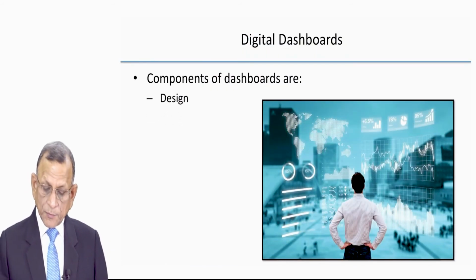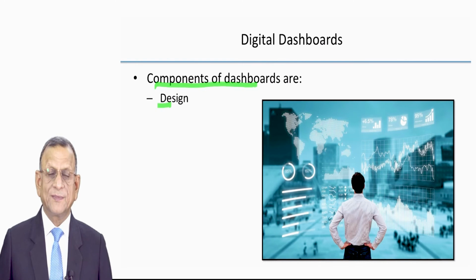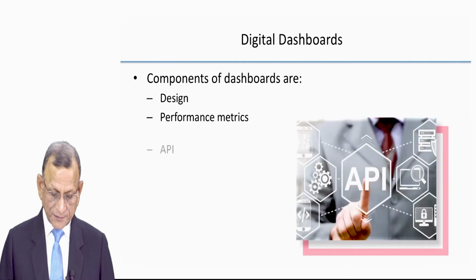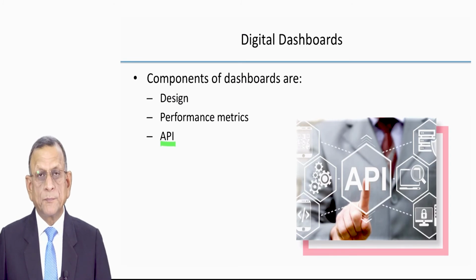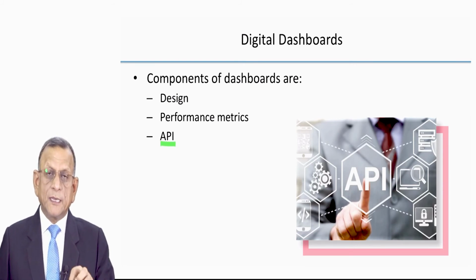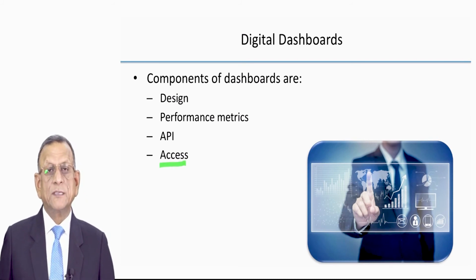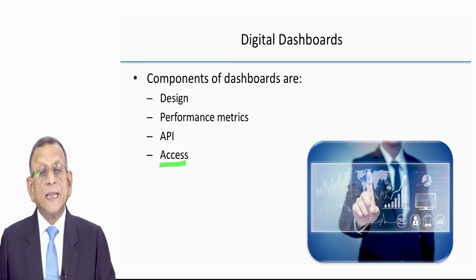Friends, what are the components of the dashboard? One is design, how it looks. The other one is the performance matrix. We have identified a few such matrices. And then API. This API is application program interface: how various software are connected with this dashboard. Then we have something like access: how this dashboard will have access to various applications, and second, who will have access to this dashboard.